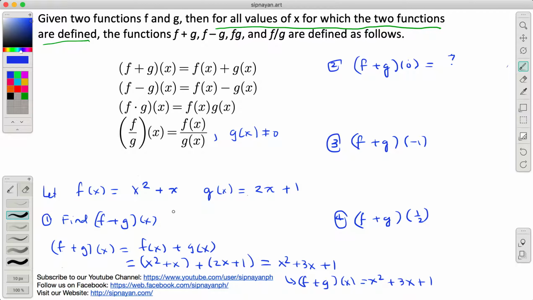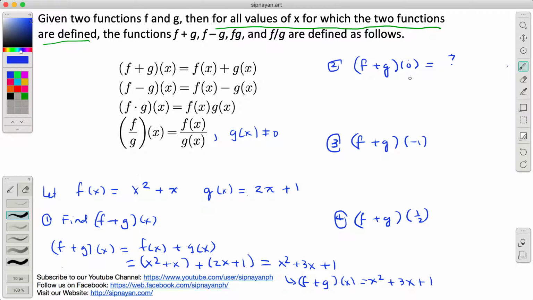Now, we discussed in the previous video that there are times when the domains of the two functions are not the same. So we have to take the intersection of their domains for the domain of our resulting function. But here, both functions are polynomial functions, so they are defined everywhere. Both their domains are the set of real numbers. So we have no problem with addition.